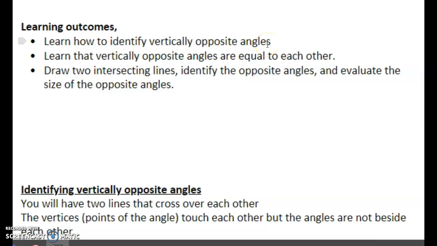Okay, so we're going to start looking at Geometry 2 now. That's the next chapter. And in today's lesson, we're going to learn how to identify vertically opposite angles, learn that the opposite angles are equal to each other, and draw two intersecting lines, identify the opposite angles, and evaluate the size of the opposite angles.